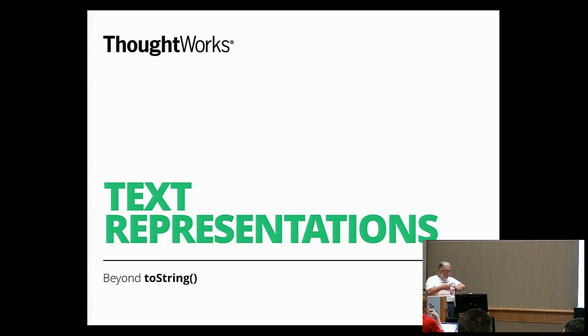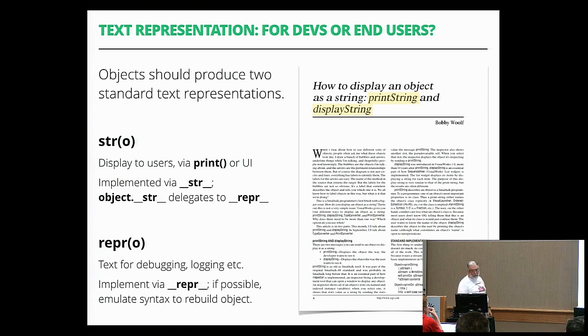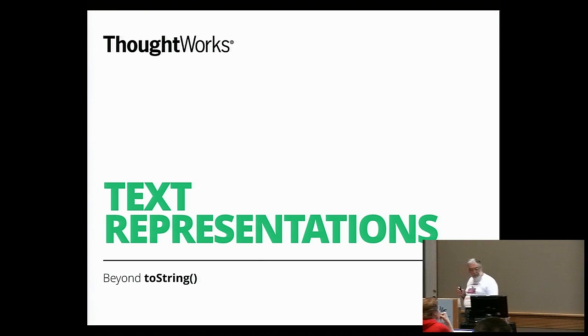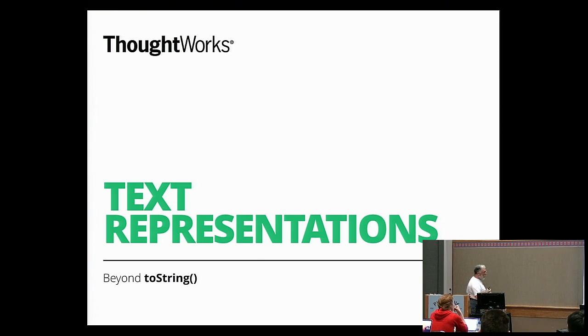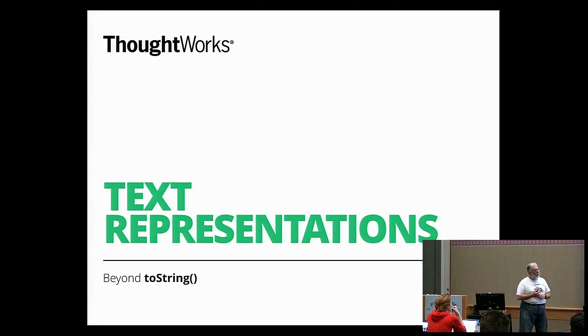So let's talk about text representations. Here's the thing. Every object-oriented programming language has a standard way of turning objects into strings, right? Like, for instance, in Java and many other languages, the Object class from which everything else derives has a toString method, right? And what is that used for? Debugging, yes. That's actually the main use of toString, right? Debugging.